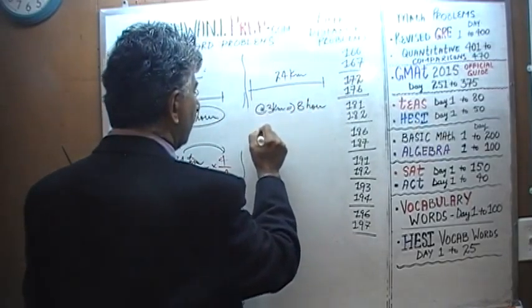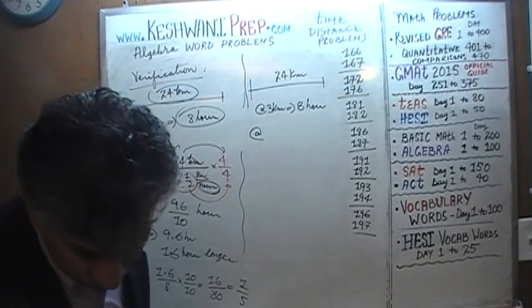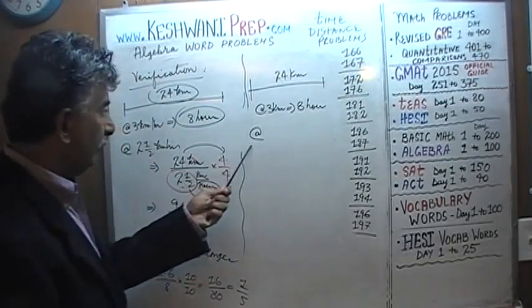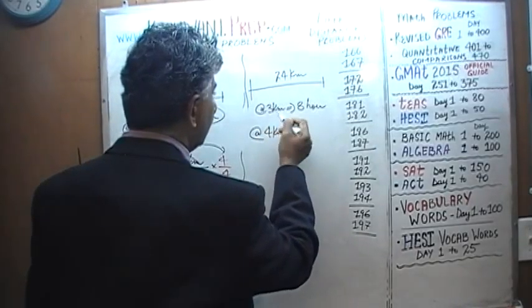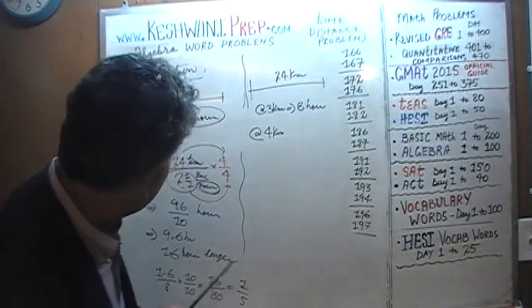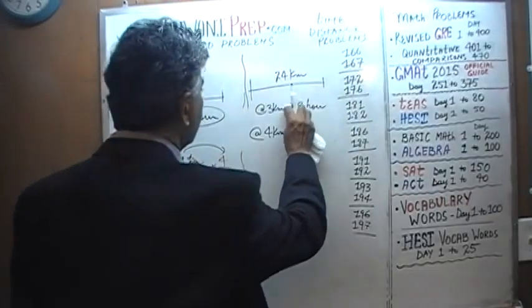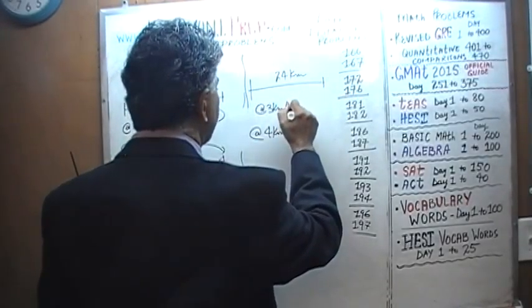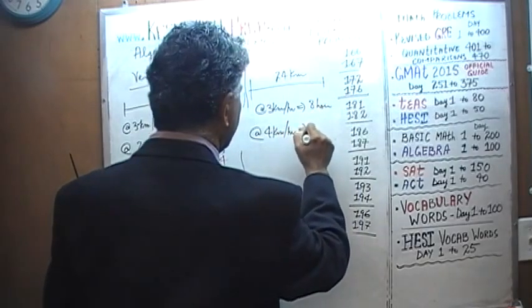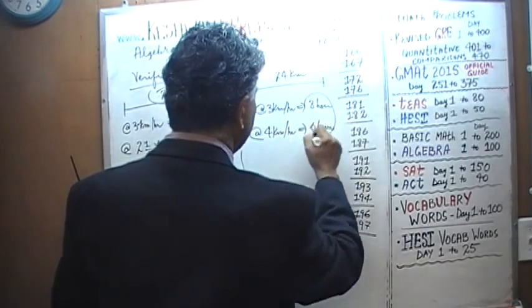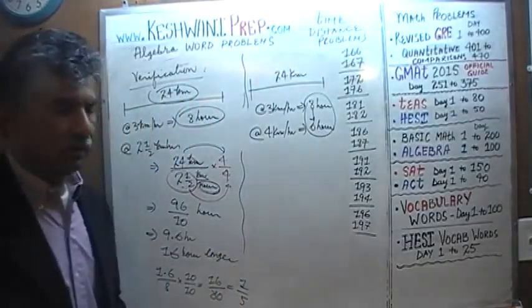If we were to go, how fast did we say? Had I gone a kilometer an hour faster? Well, if you were to go a kilometer an hour faster, you would end up going 4 kilometers per hour. This should have said 4 kilometers per hour, just like here. At 3 kilometers per hour, it would take 8 hours. At 4 kilometers per hour, it would take 6 hours. As you can see, it is taking 2 hours shorter.